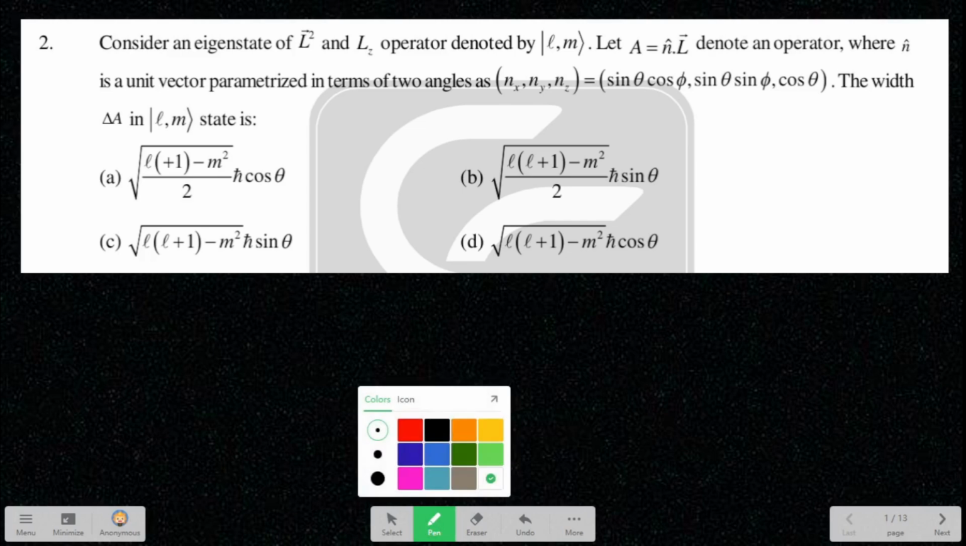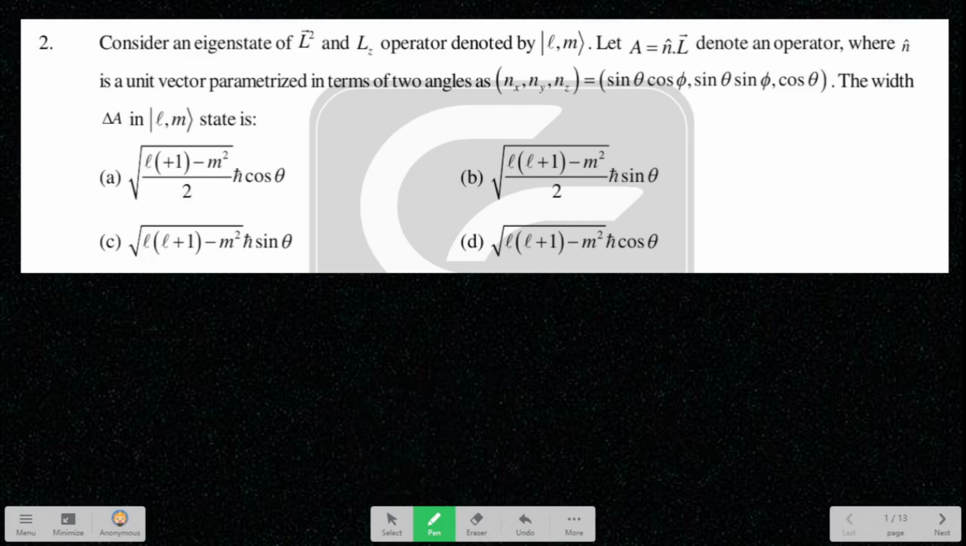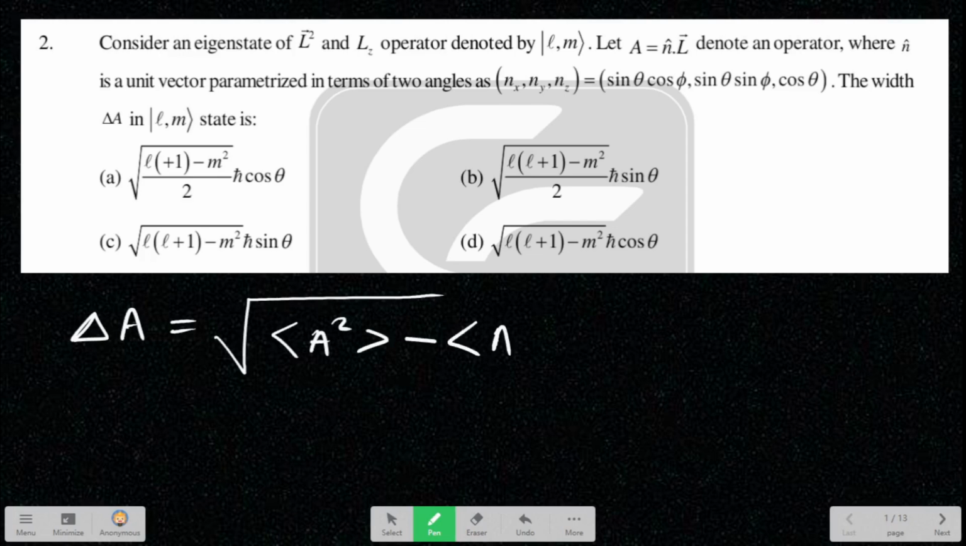So the width or uncertainty or standard deviation of an operator A, delta A, is defined as under root expectation value of A square minus A expectation value square. So we need two things to solve this question. One is the expectation value of A square and the other is expectation value of A. Then we have to put in this equation and we will be able to find the width delta A.